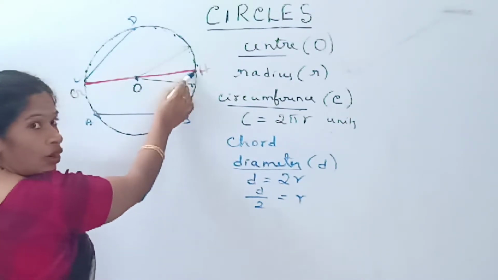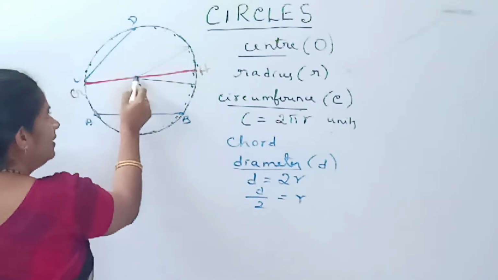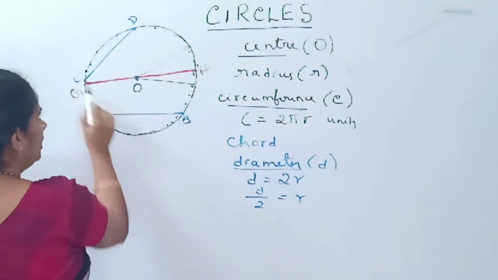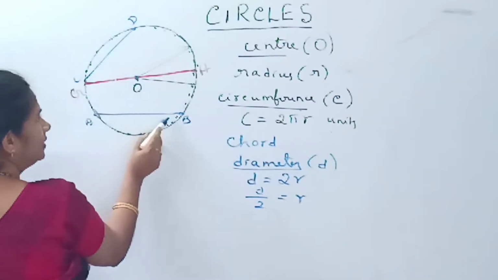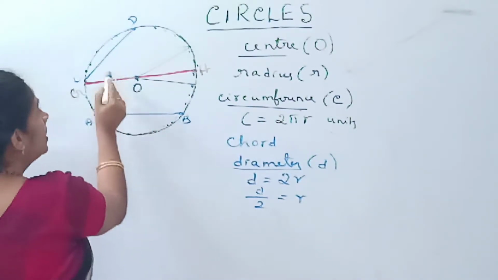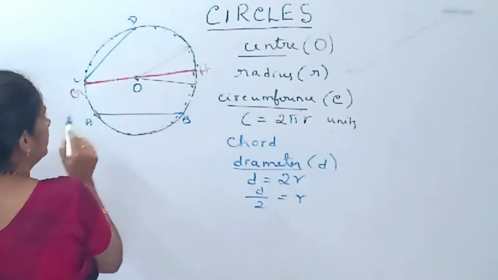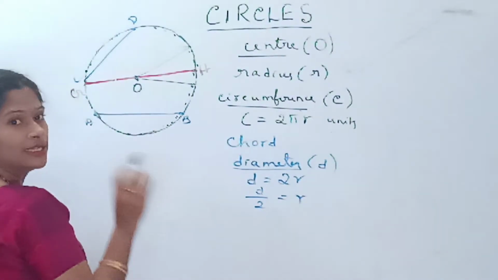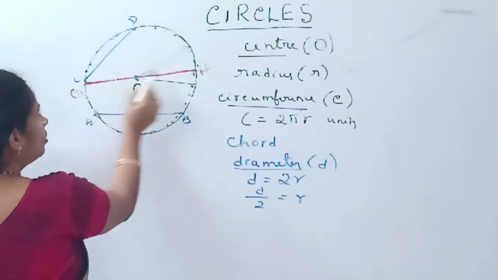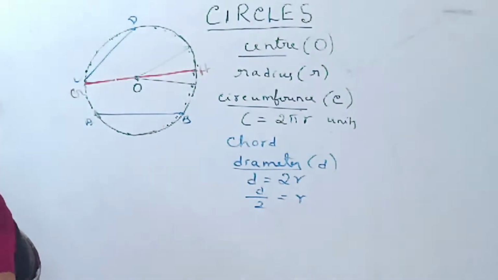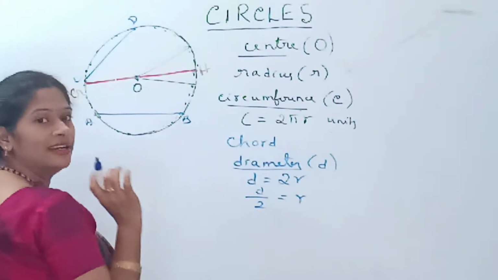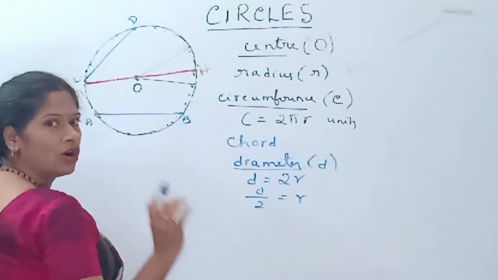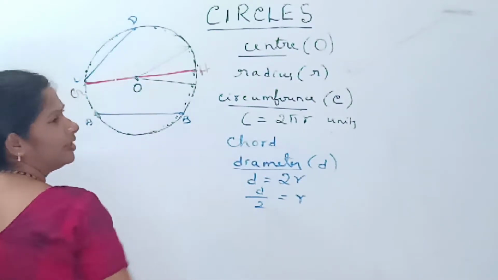Diameter is a chord which passes through the center of a circle. See, A, B, C, D are all chords, but they are not passing through the center of a circle. If a chord passes through the center of a circle, then that chord is called the diameter of a circle. Now you can say that the longest chord in a circle is the diameter.